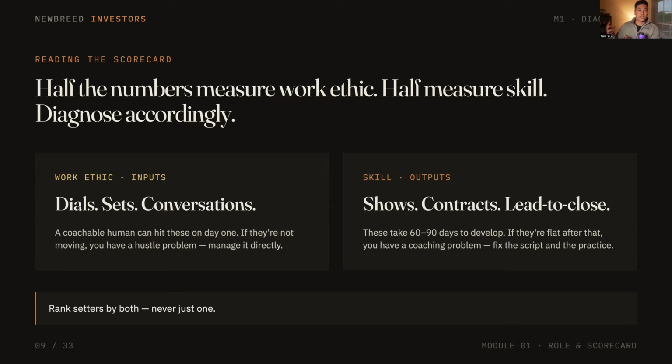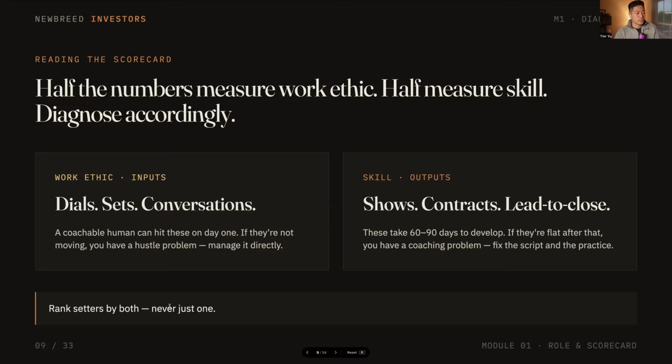I want to put this into perspective here. If they're putting in the dials, the hours, and the work, and after 90 days they're still not doing well in terms of setting appointments, it's most likely going to be a coaching problem within your business. You would have to fix the script and practice with them. If you're a sales manager, a sales director, or an owner without those two positions in your company, you would have to train them yourself. And that's the big ticket, right? To understand where they are deficient.